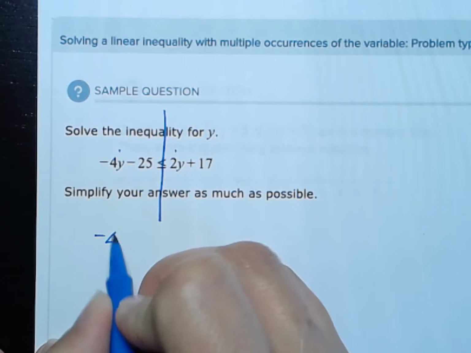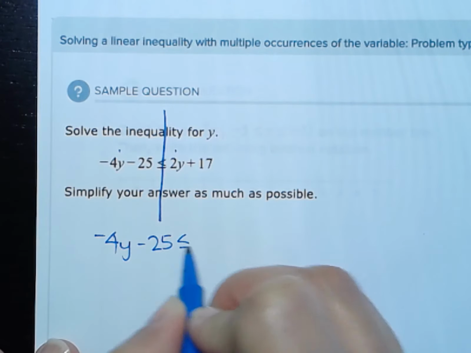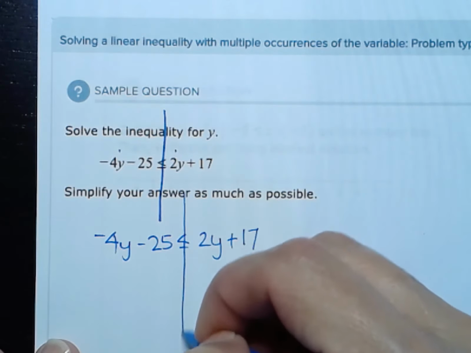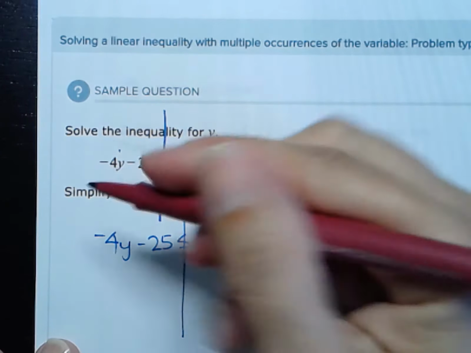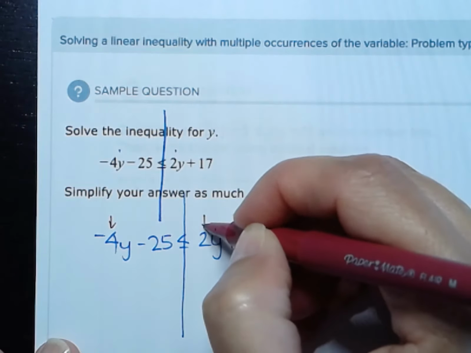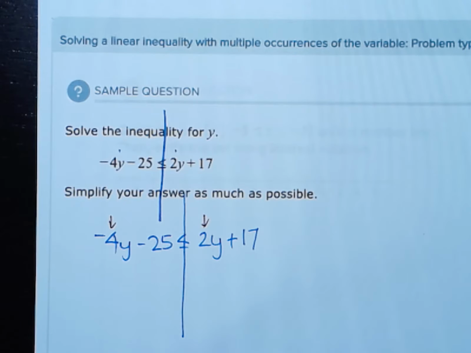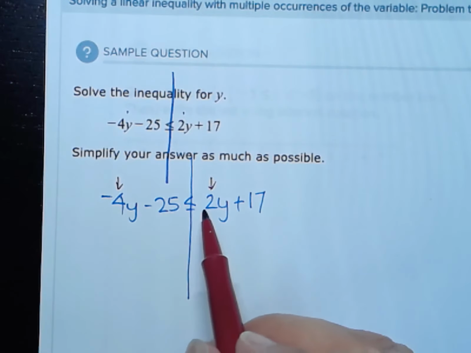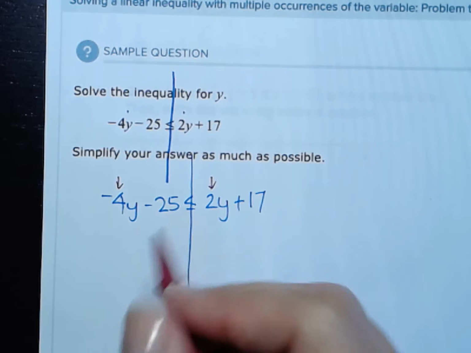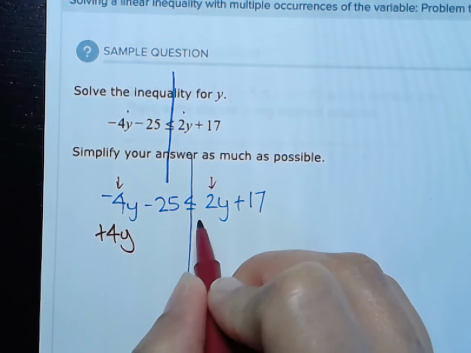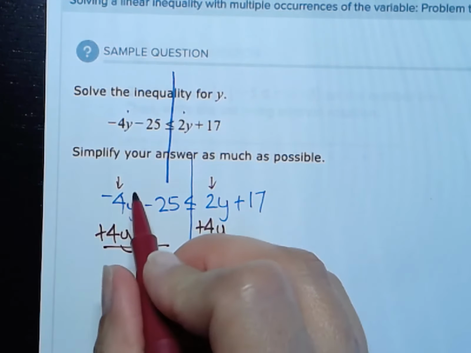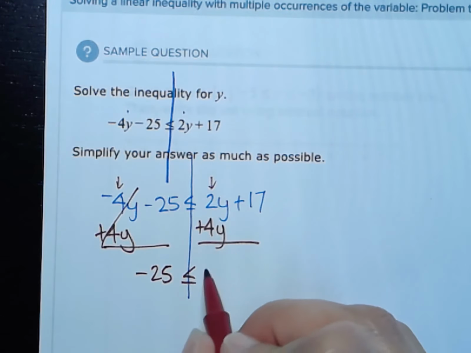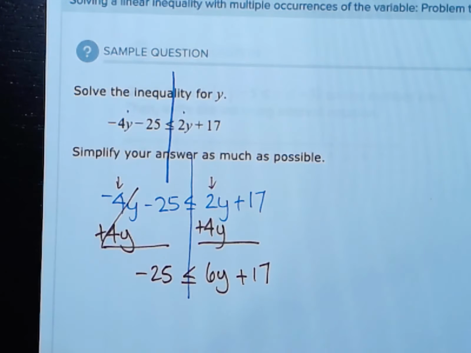So in order to solve this one, I like to start with my variable terms. Here's my little wall, okay? I look at those coefficients. So here are my two coefficients. And the one that I'm going to, in quotes, move is going to be the one that's the smallest. And so negative 4 is smaller than positive 2, and so I'm going to move this one. So I move it by adding 4y, which is the inverse operation, to both sides. Those zero out. I get negative 25 is less than or equal to 2y plus 4y is 6y plus 17.